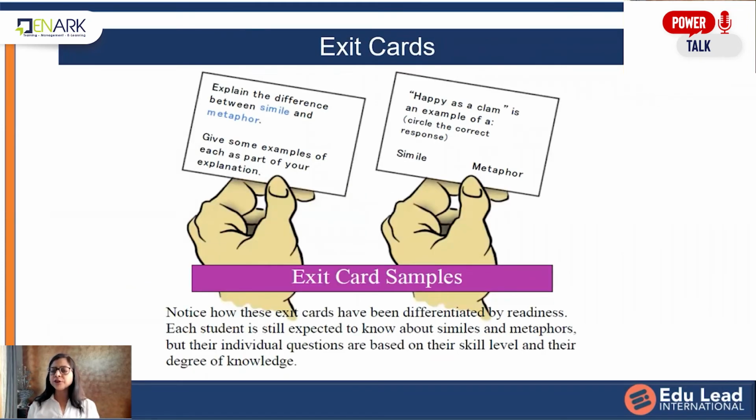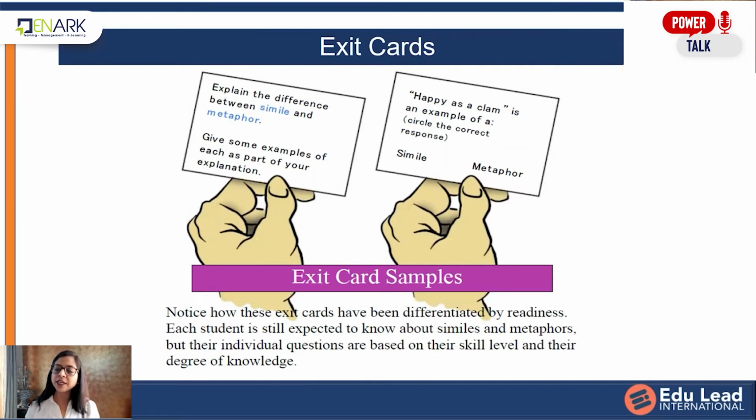I'm just going to touch a few such activities, but there are a plethora of such activities which you can integrate inside your class. Say, for example, exit cards. An exit card is a formative assessment strategy. You give an exit card to each and every student. There is a question which is written. The children write the answer. You collect the exit card.